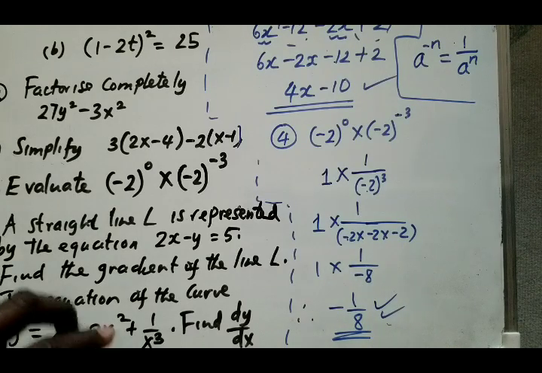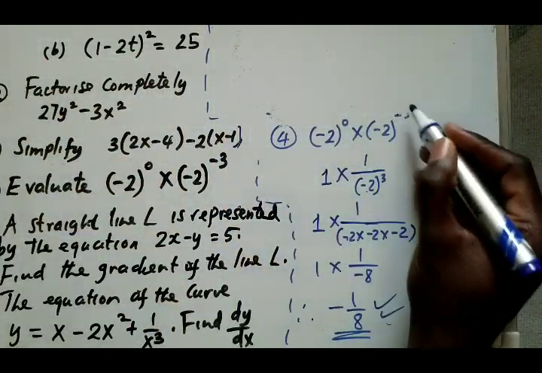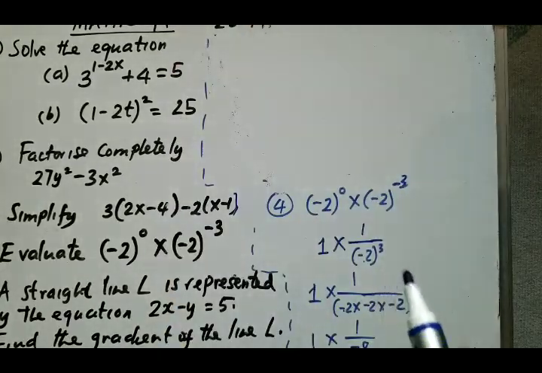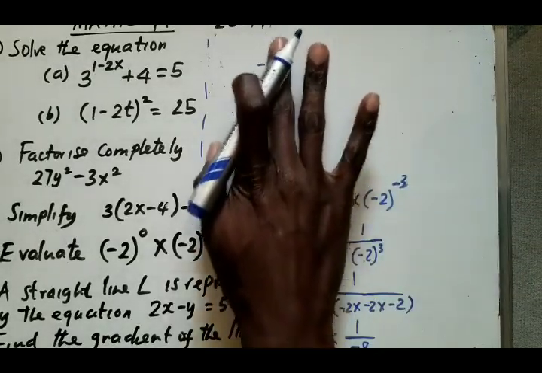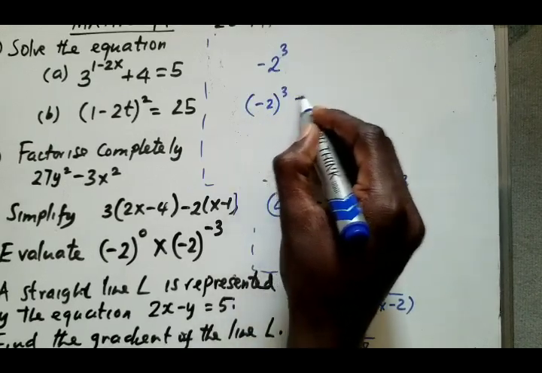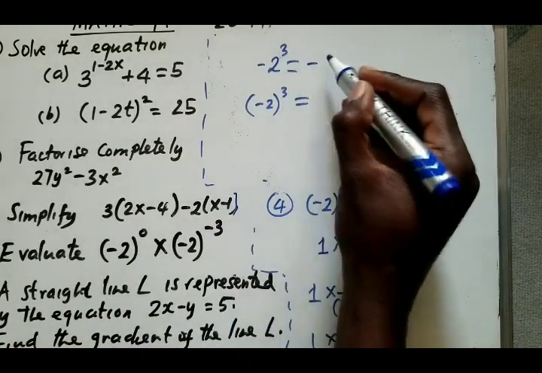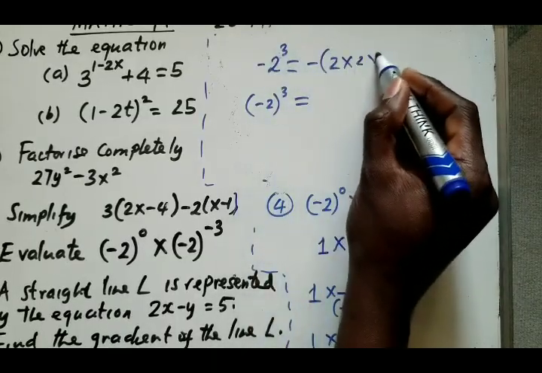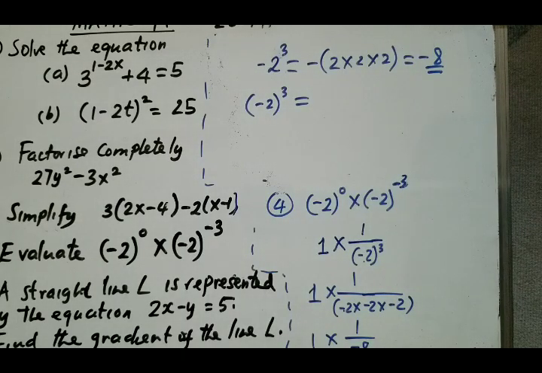But I want to emphasize something right here. Students have been making a whole lot of mistakes when it comes to this. When you are substituting, enclose what you are substituting in brackets. Why? Because negative 2 raised to the power 3 and (negative 2) raised to the power 3 are two different things. They are not the same. In the first, the negative is alone, and what you are raising to the power 3 is 2 times 2 times 2, which gives you negative 8.